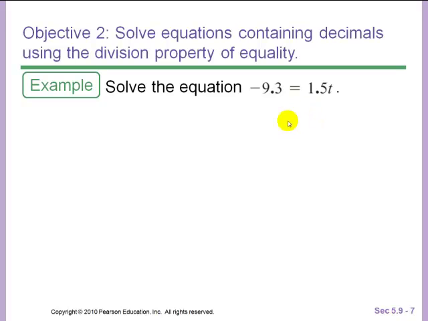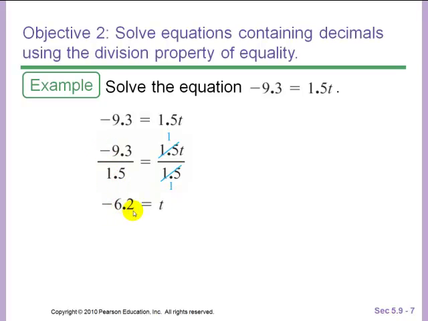Another example. Solve the equation negative 9.3 equals 1.5t. Again, this means 1.5 times t, so to get the t by itself with the coefficient of 1, we're going to divide both sides by 1.5. 1.5 divided by itself is 1. Negative 9.3 divided by 1.5 is negative 6.2. So we get negative 6.2 equals t.